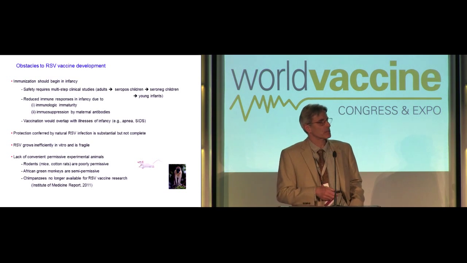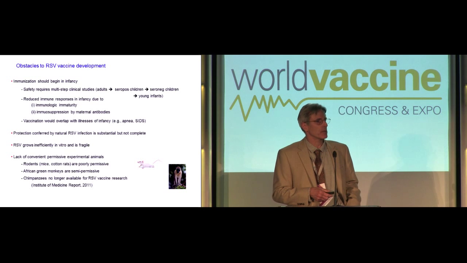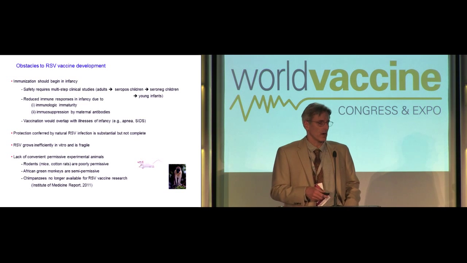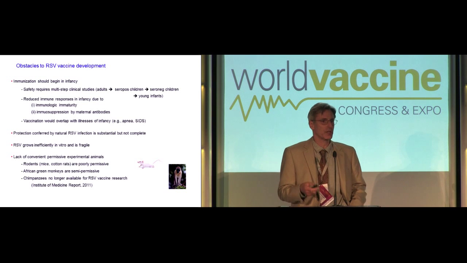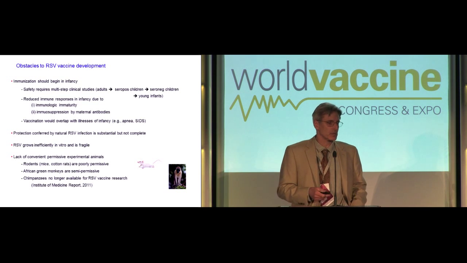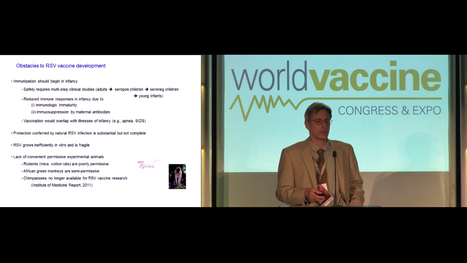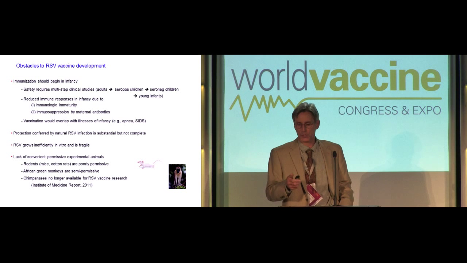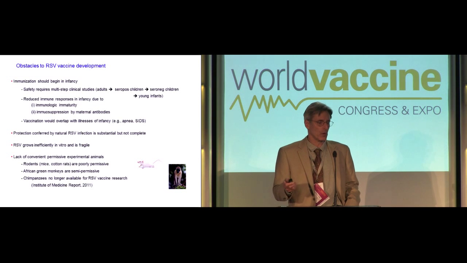The protection that's conferred by natural infection is incomplete, and so we would expect that might be the same for RSV vaccines. RSV grows inefficiently in vitro, and it's difficult to handle. That's another obstacle. And finally, there's a lack of convenient experimental animals. So we can use cotton rats and mice and African green monkeys and so forth, but they're all semi-permissive. And chimps are no longer available.